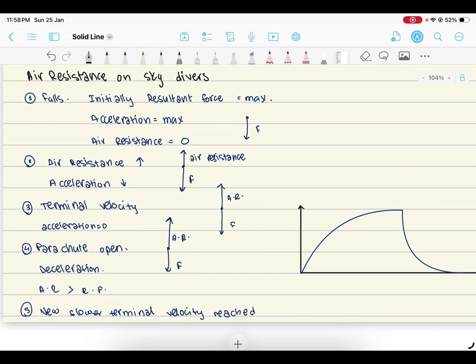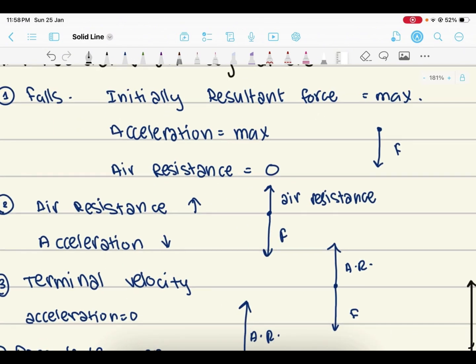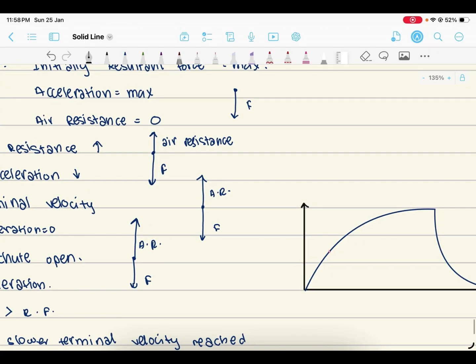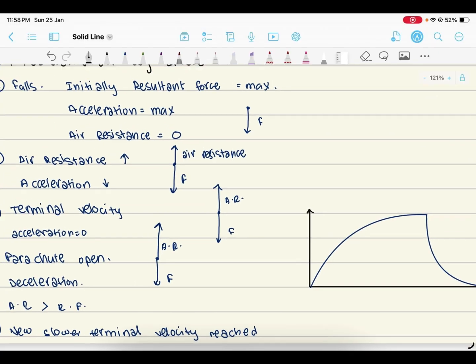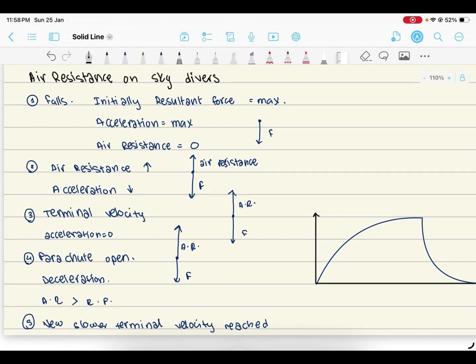Then, second, air resistance slowly starts increasing, so acceleration starts decreasing. Initially there is no air resistance, but slowly air resistance starts to increase. After that, over here, this is decreasing acceleration. Then they reach terminal velocity, meaning there is no acceleration and no resultant force. Air resistance and the downward force are equal, so velocity is constant.